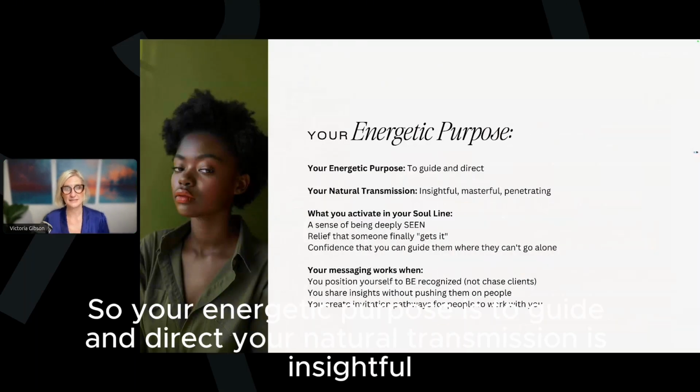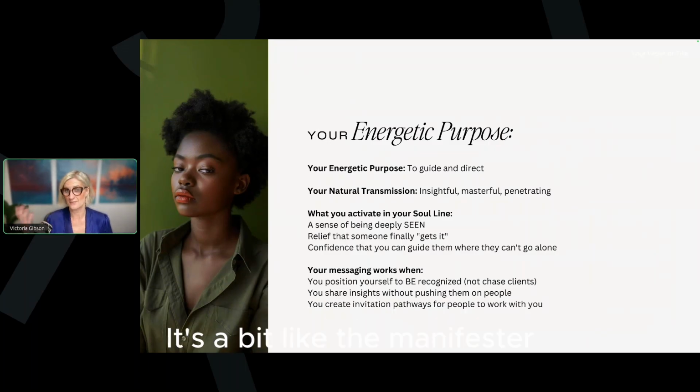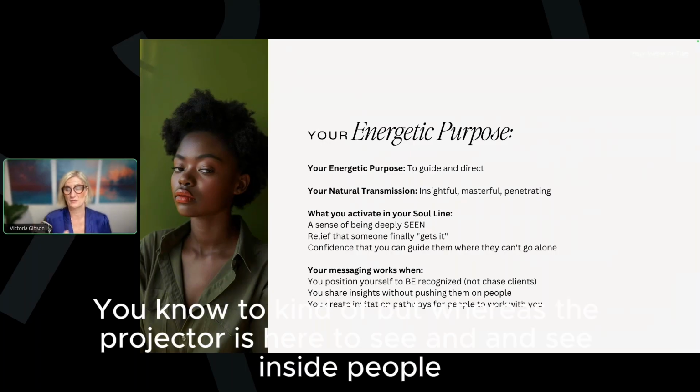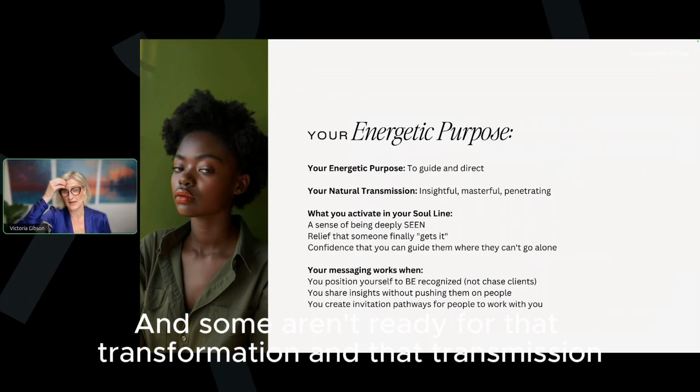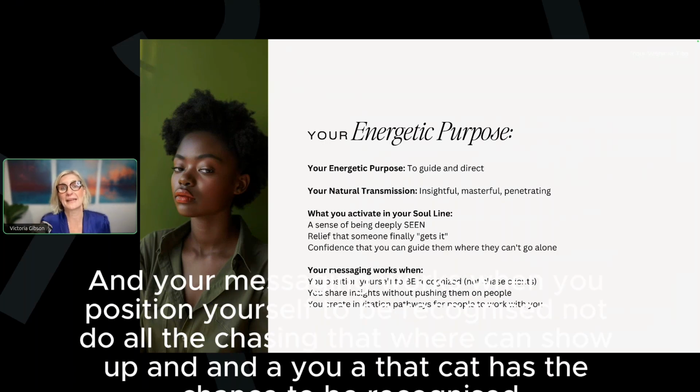So your energetic purpose is to guide and direct. Your natural transmission is insightful, masterful and penetrating. And that's why sometimes people aren't comfortable. It's a bit like the manifester. A projector is here to see and see inside people. And some people aren't ready for that transformation and that transmission. So what you activate in your soul line is a sense of being deeply seen, a relief that someone finally gets it, confidence you can guide them where they can't go alone. And your messaging works when you position yourself to be recognized, not do all the chasing.